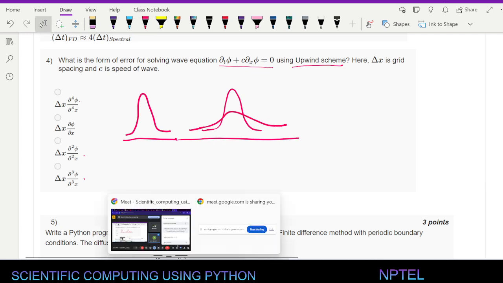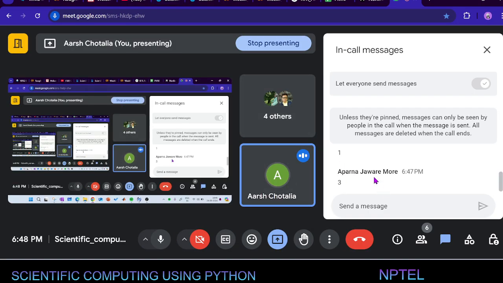In fact, I might have it here. So the correct answer is 3. Thanks, Aparna.